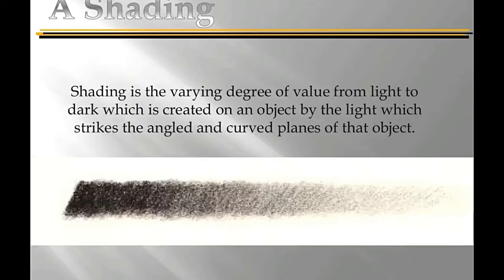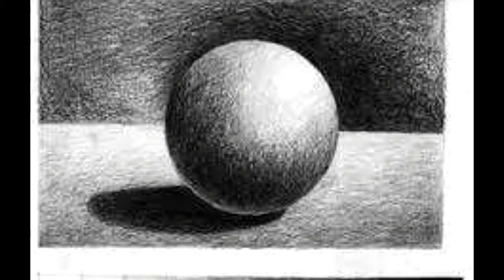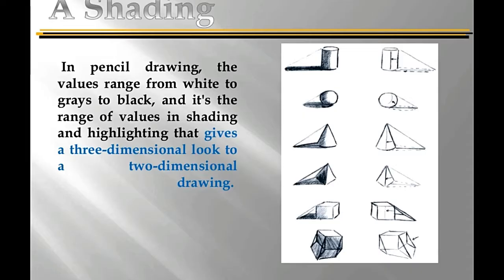Shading. Shading is the varying degree of value from light to dark, which is created on an object by the light, which strikes the angled and the curved planes of that object. Here are examples. In pencil drawing, the values range from white to grays to black. And it's the range of the values in shading and highlighting that gives a three-dimensional look to a two-dimensional drawing. Meaning to say, it will give the illusion of three dimensions when it is properly shaded.